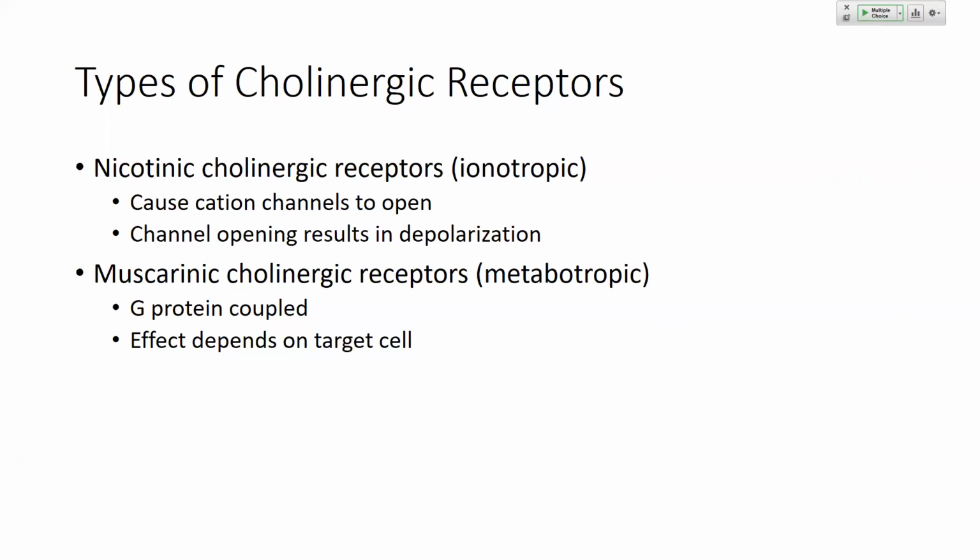The muscarinic receptors also bind acetylcholine, but they have a different effect in the cell. These are metabotropic. These are coupled to a G protein, and that is going to give us that whole second messenger cascade, which we're going to look very closely at towards the end of today.